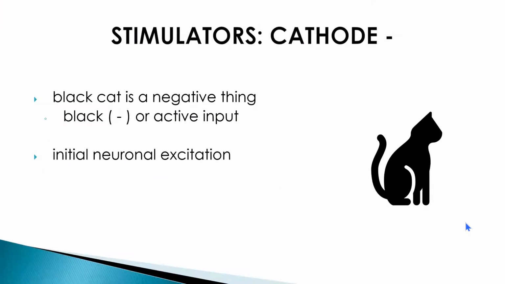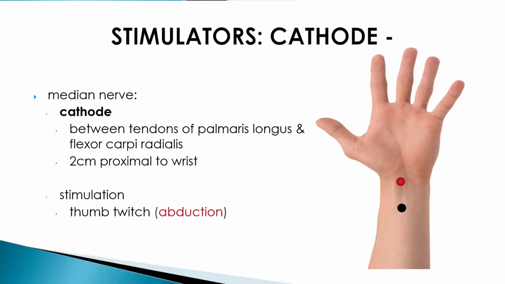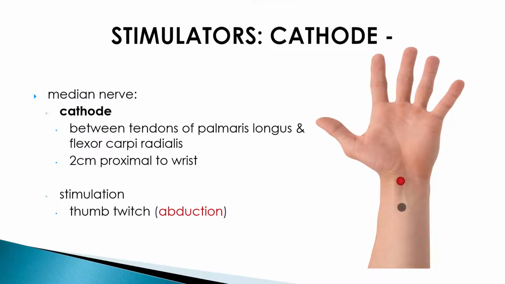So where are we going to place these stimulators? We have a cathode and an anode. The cathode is where the initial neuronal excitation comes from. The way I remember it is a black cat is a negative thing. So it's going to go into the black input into your stimulator pods. It's called the cathode, and it's also the negative input. We'll start with the median nerve.